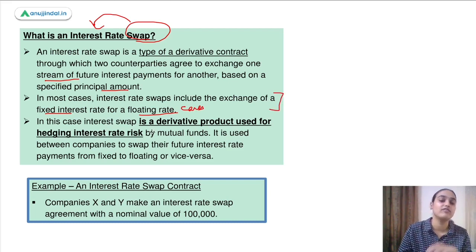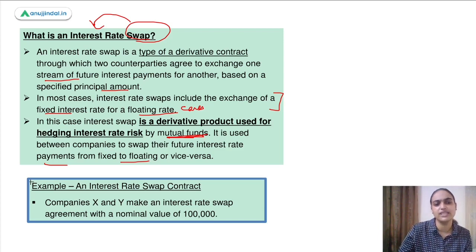So here what we are doing, interest swap is a derivative product which we are using here for hedging our interest rate risk associated with the mutual funds. So it's used between companies to swap their future interest rate payments from floating to fixed or vice versa. So let us understand this through an example. It will be more clearer with the example. So yahan pe aapko expectation hai ki interest rate badh sakte hai, dusri counterparty ko hai ki wo kam ho sakte hai, to aap apni risk swap kar lete ho. Let us see how this swapping is done.